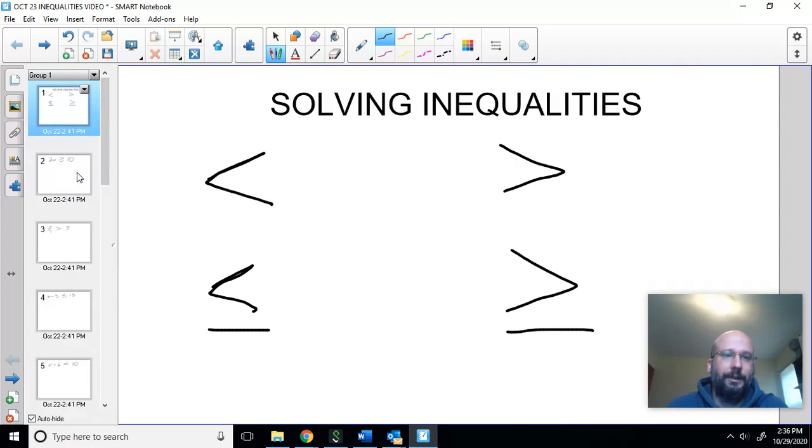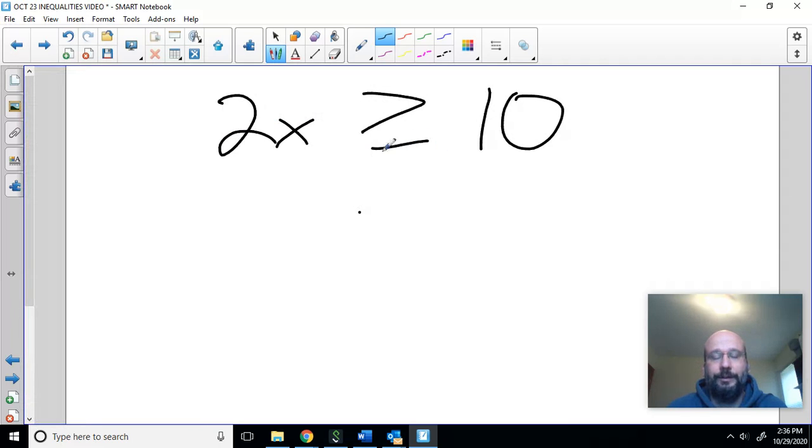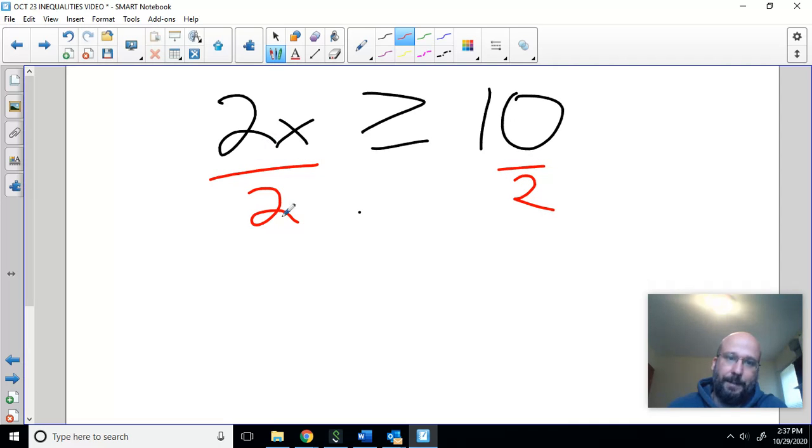So our first inequality is 2x is greater than or equal to 10. Just like a one-step equation, you're going to divide both sides by 2 because this is multiplication, and the opposite of multiplication is division. So x is greater than or equal to 5.